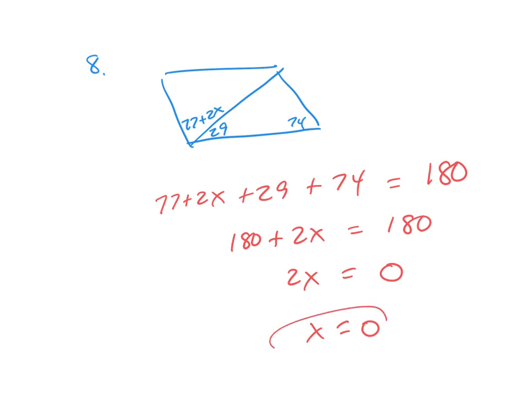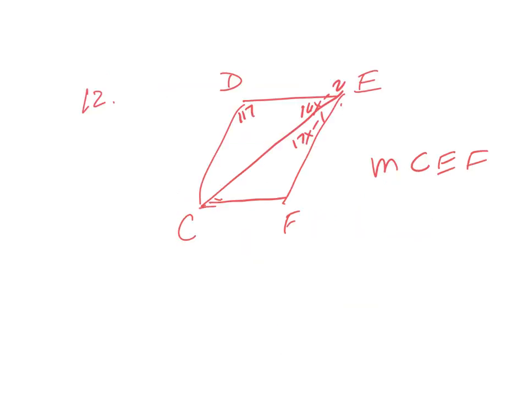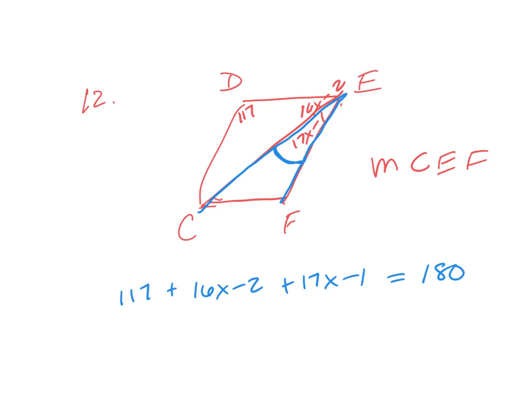That's all they want. The first thing I'm going to do is figure out where CEF is so I don't screw up. And I'm going to go from C to E to F. And they want this angle right here. We set up the equation as 117 plus 16x minus 2 plus 17x minus 1 equals 180.